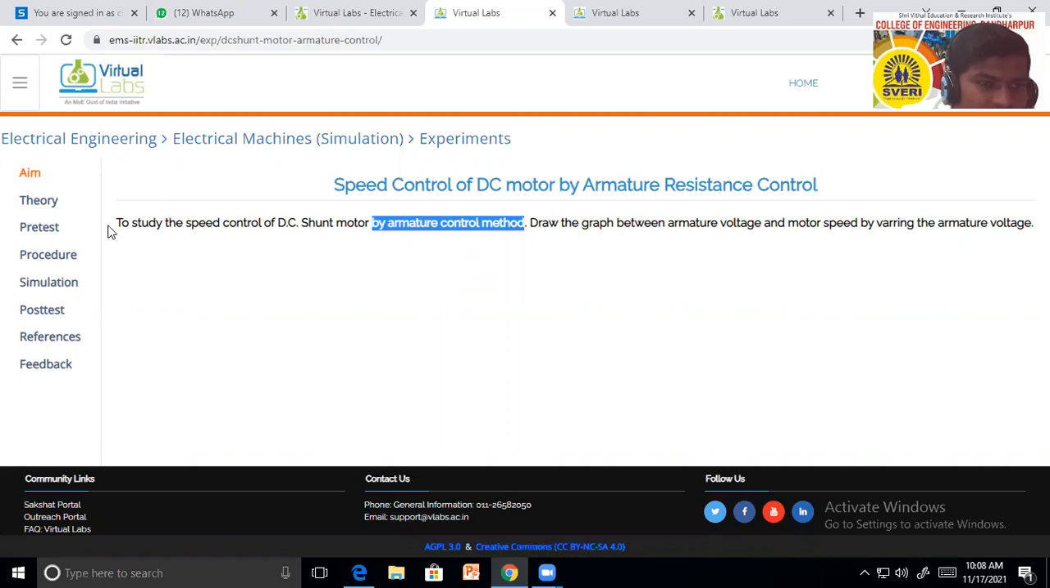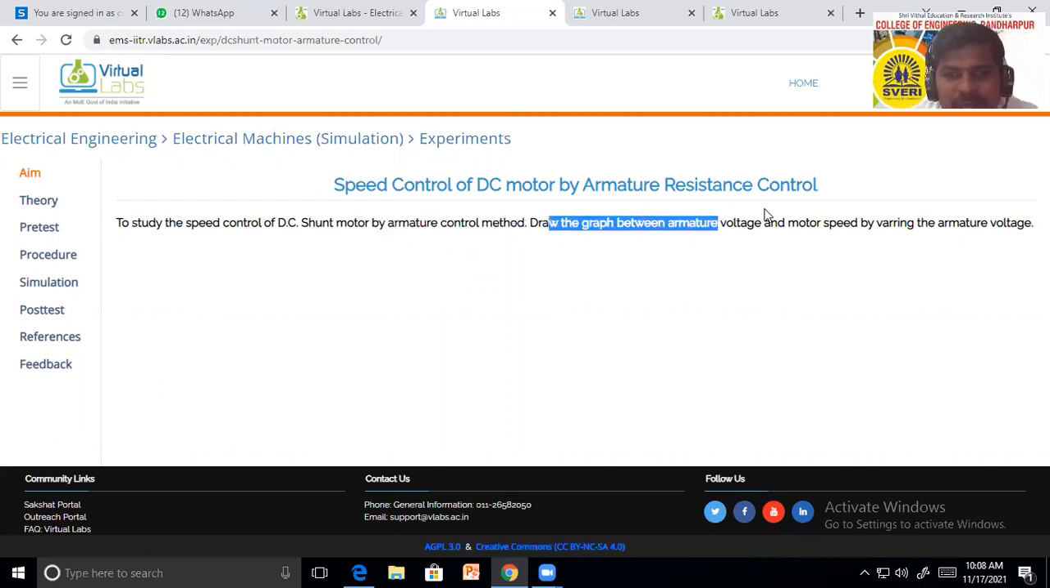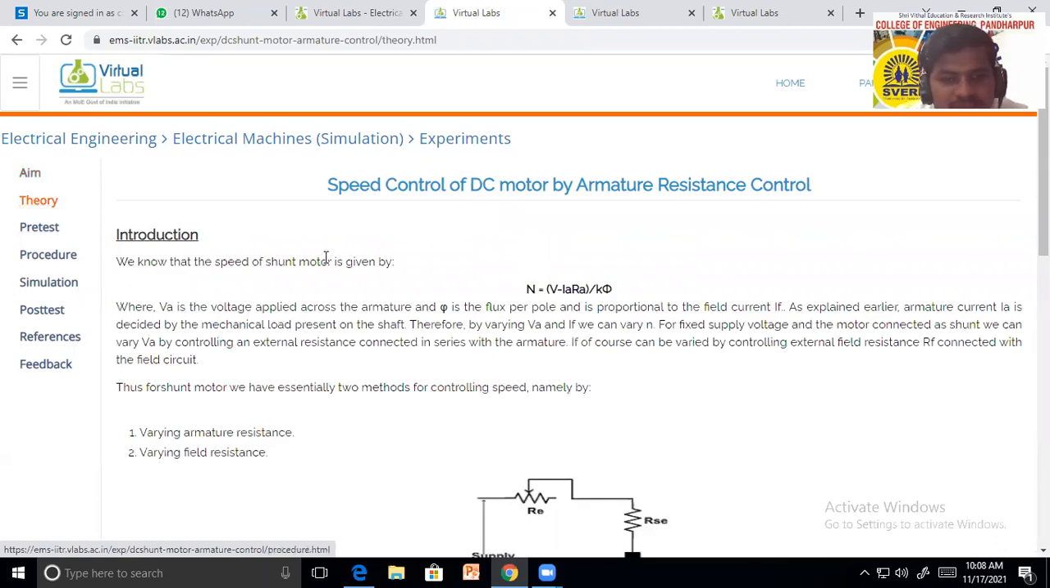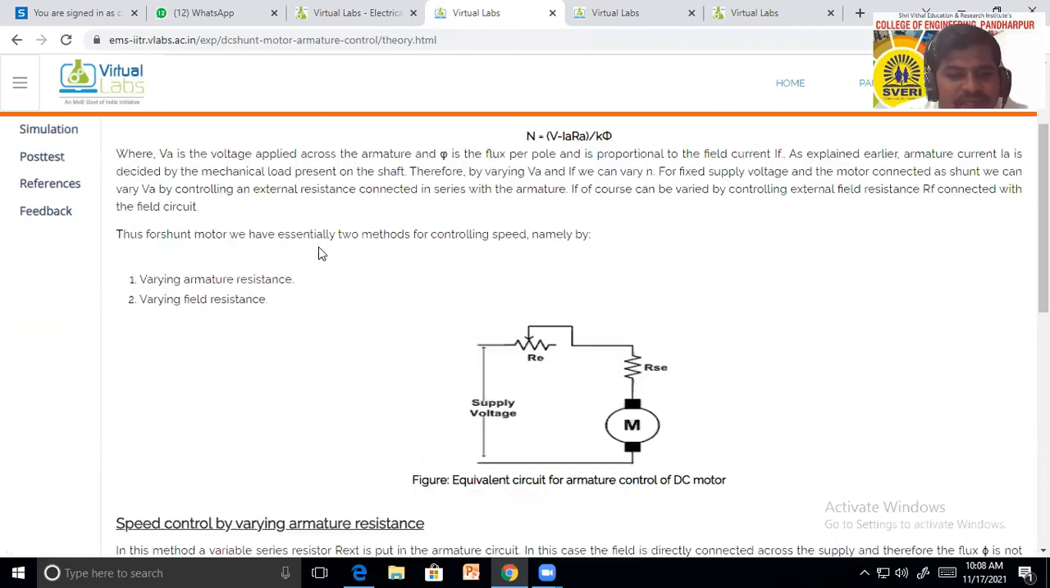See, aim is to study the speed control of DC shunt motor and draw the graph between armature voltage and motor speed by varying the armature voltage. Now the theory for that is similar.